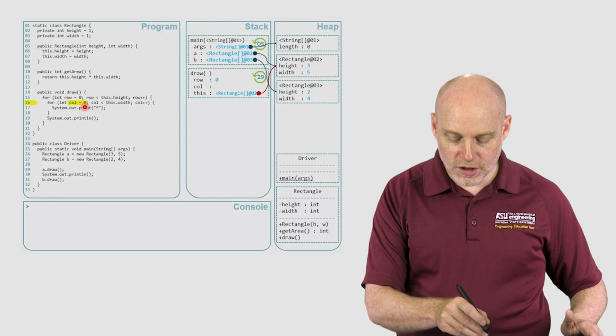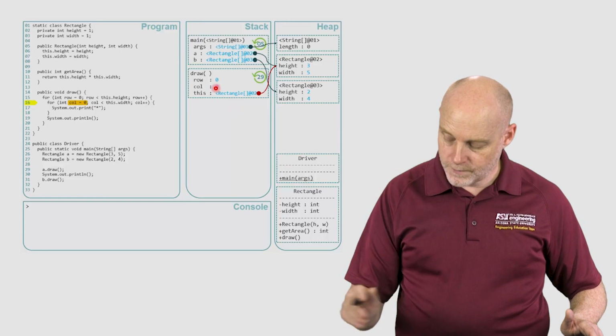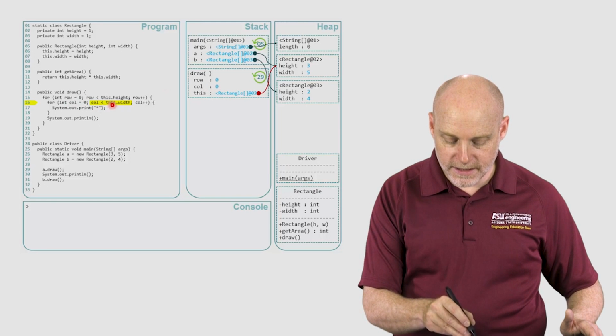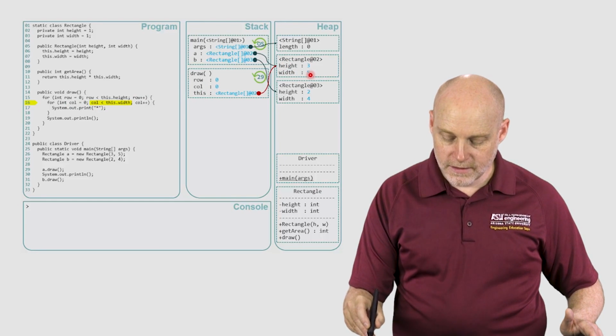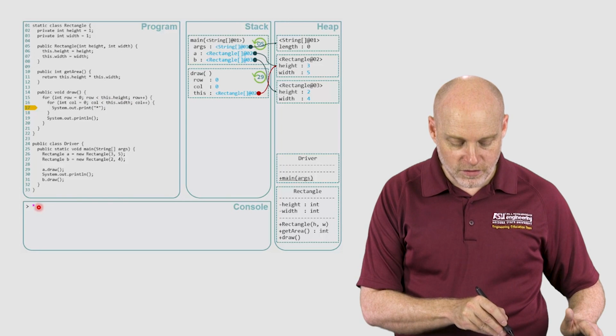which causes us to initialize the call value to 0. We test this condition. Is call less than this width? Yes. 0 is less than 5. So we're going to enter the body of this loop, which has us print an asterisk.